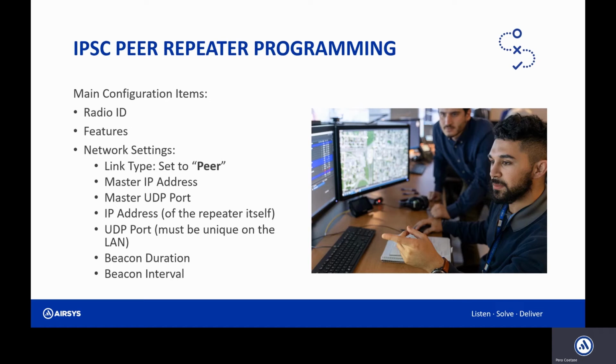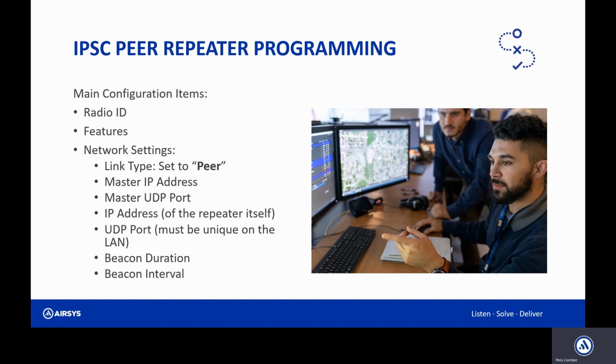So if we look at the peer repeater programming, the main configuration items are the radio ID, features, the network settings. So in the peer repeater, you'll set the link type to peer because it is a peer repeater. You'll have the master IP address because you need to point to the master to perform the link establishment. And you'll also point to the master's UDP port. You'll have the peer repeater's own IP address and its own UDP port. And UDP ports in an IP site connect system should be unique for the different repeaters. And you'll also set the beacon duration and the beacon interval.